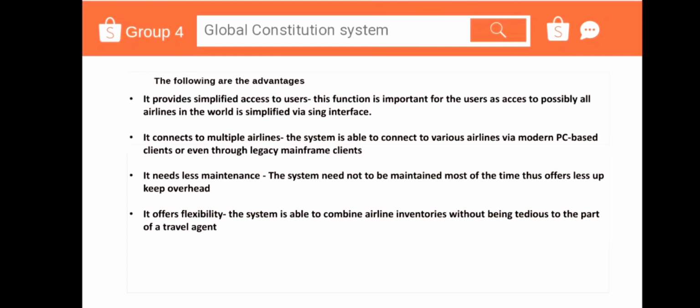The system is able to connect to various airlines via modern PC-based clients or even through legacy mainframe clients. Number 3, it needs less maintenance. The system need not be maintained most of the time, thus offering less upkeep overhead. Number 4, it offers flexibility. The system is able to combine airline inventories without being tedious on the part of a travel agent.